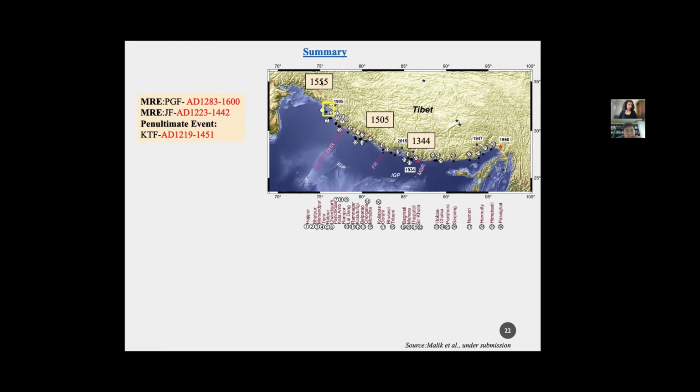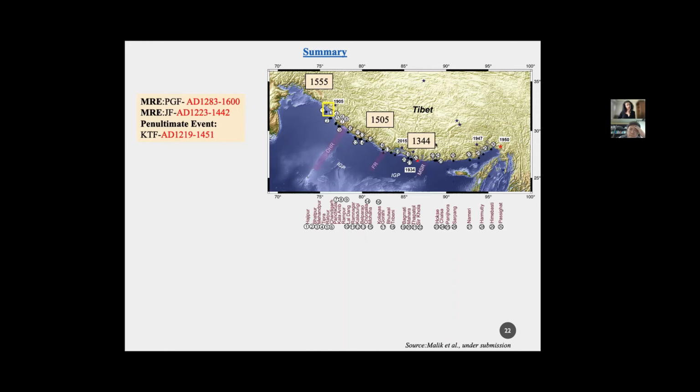One, we have 1555. This earthquake occurred in Kashmir, Himalaya. Then we have 1505. This occurred in Central Himalaya. And then we have 1344. This occurred in Nepal, Himalaya. So it is possible that the deformation that we are seeing in these trenches is due to 1344 AD, or 1555.